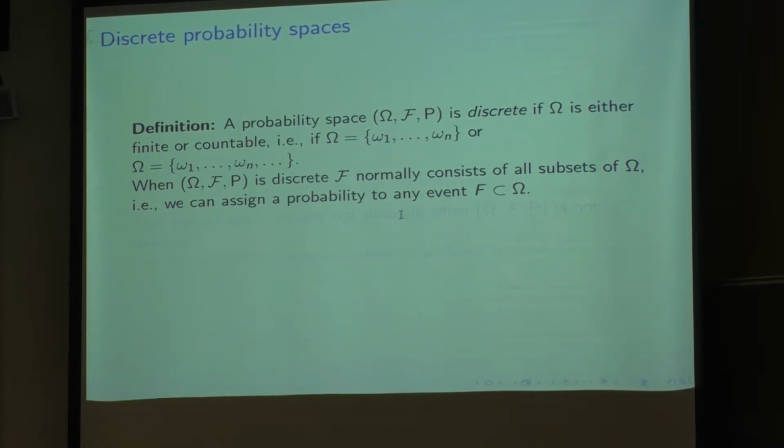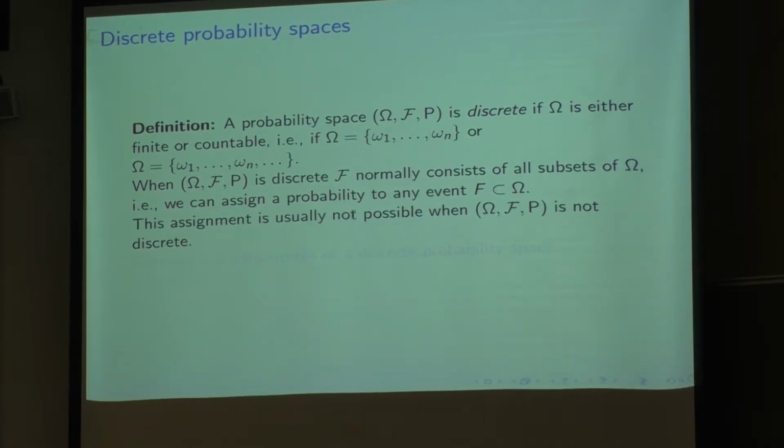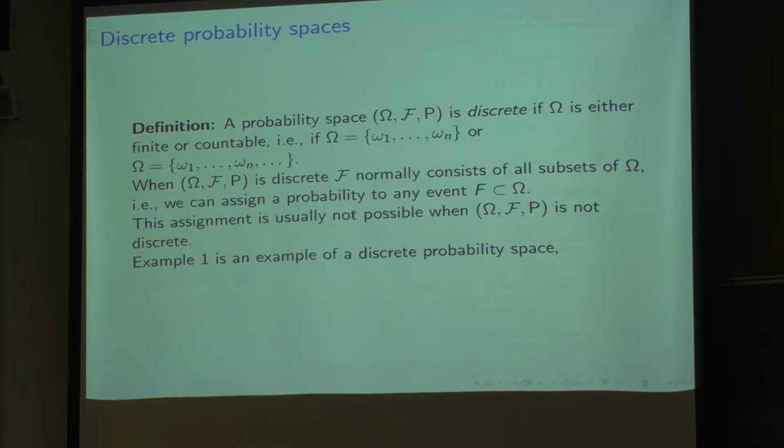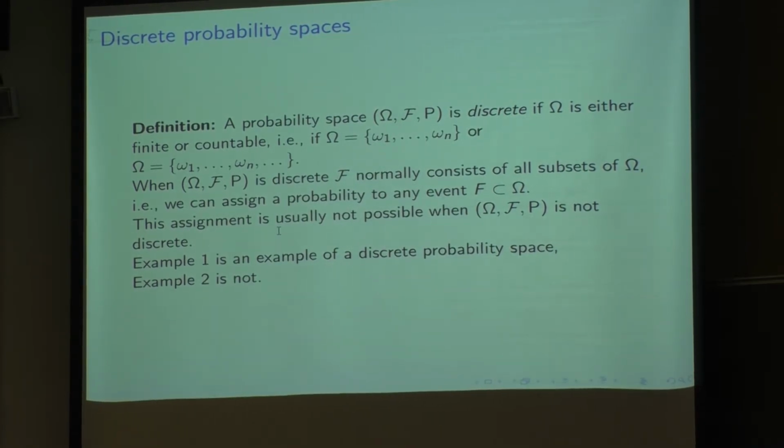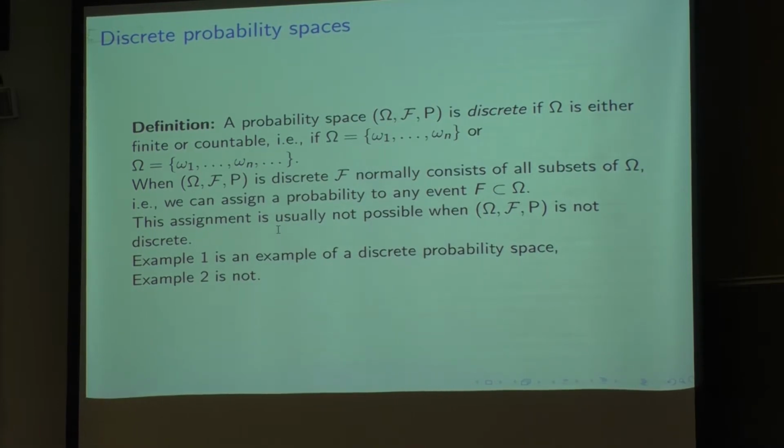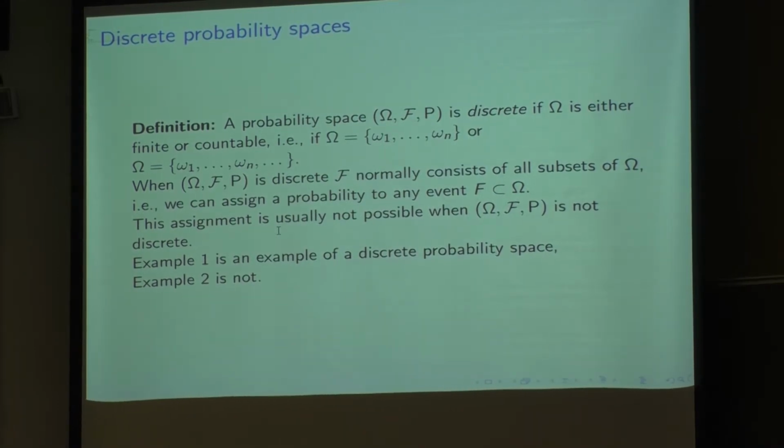And now, as I said before, if your probability space is not one of these, if it's not discrete, this is not always possible. So going back to the examples we've seen so far, the first example with the two coins being tossed is an example of a discrete probability space. Omega has just 4 elements. And example number 2 was not an example of a discrete probability space because this is not finite or countable. It's an uncountable set of outcomes.